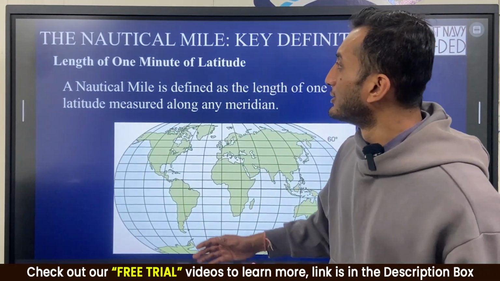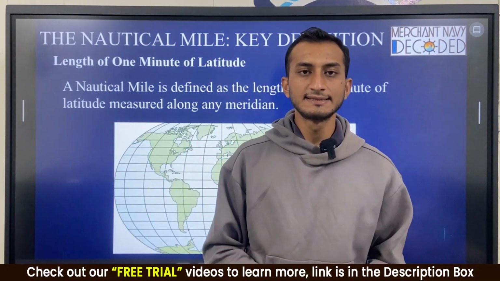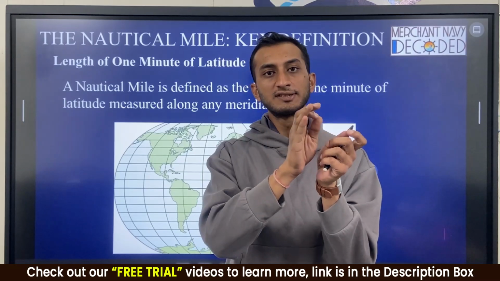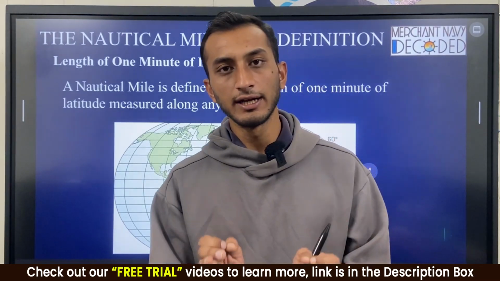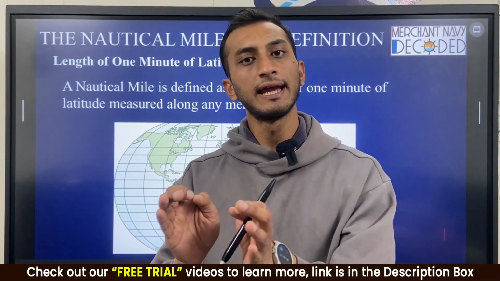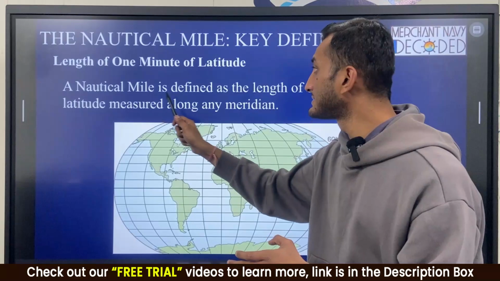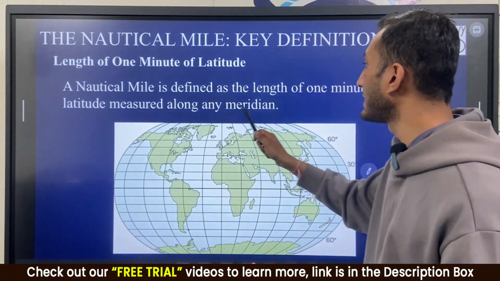Okay. So the first thing is, what is nautical mile? Nautical mile is nothing, it is just 1 minute of latitude measured along any meridian. Nautical mile is defined as the length of 1 minute of latitude measured along any meridian.